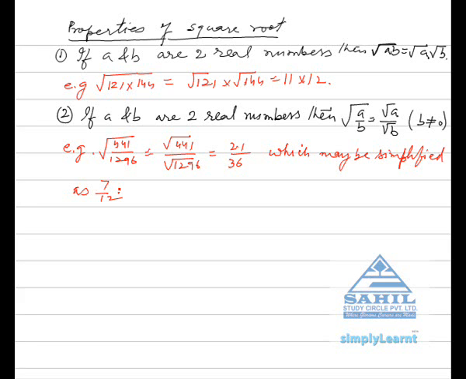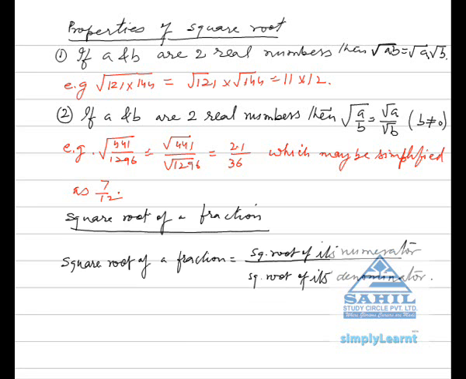For example, the square root of 441 upon 1296 is the square root of 441 divided by the square root of 1296, which is equal to 21 by 36, which may be simplified as 7 by 12. Square root of a fraction. The square root of a fraction is equal to the square root of its numerator divided by the square root of its denominator. For example, the square root of 1225 divided by 1849 is equal to the square root of 1225 divided by the square root of 1849, which is equal to 35 divided by 43.